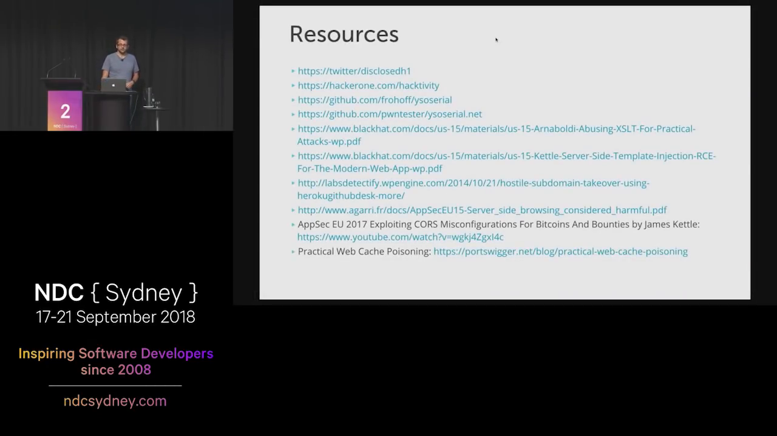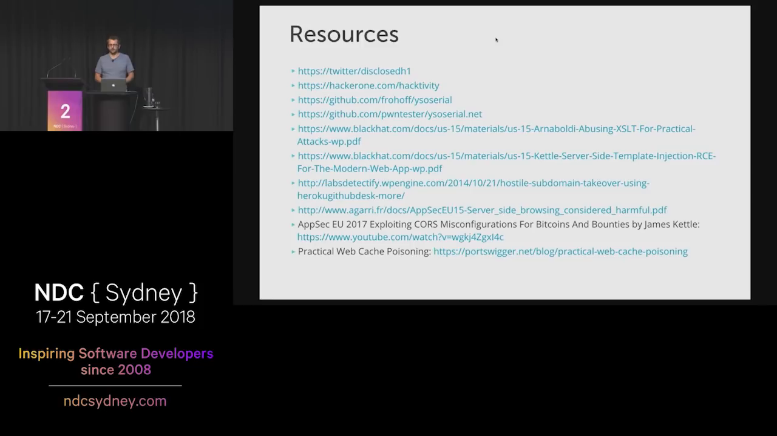Here are some resources if you want to read more. I'm going to let this stay there for a short while. The top one is Disclosed H1. This is a Twitter account which publishes all the reports from HackerOne which are made public. So it's really nice to just follow that one. Whenever one of the programs on HackerOne publishes a report with some details in it, they're going to tweet it. You could also go to HackerOne under Hacktivity, and you could find it there.